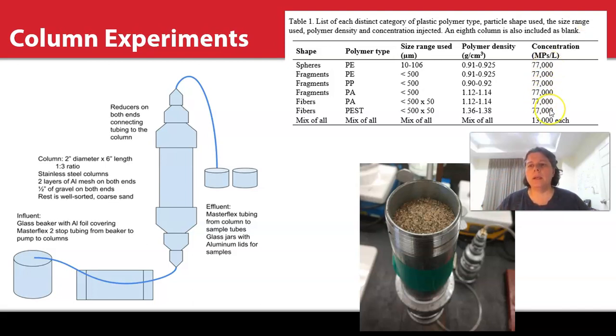And then we put in around 77,000 microplastic particles per liter, or per quart, if you want to think of it that way. And then we mixed and we put in 33,000. If you remember some of those previous studies that I talked about, they didn't look at anything this high. So we were putting a lot of microplastics into these experiments.